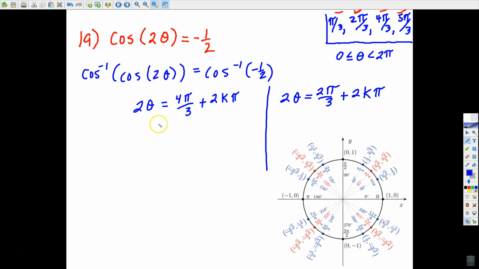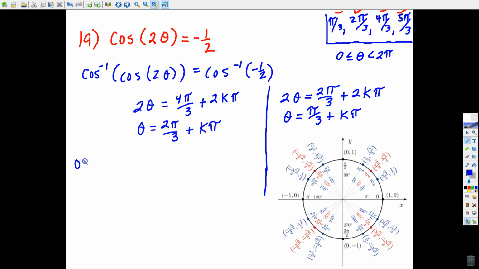And now let's just go ahead and get theta by itself, dividing by 2 or multiplying by 1/2. If we multiply by 1/2, that makes 4/6, and 4 over 6 makes 2/3, so 2 pi over 3 plus, and then don't forget over here you also have to multiply by 1/2 or divide by 2. That's going to make k times pi. And then same thing over here, dividing by 2, multiplying by 1/2, that makes 2/6, which is pi over 3, also plus k pi.